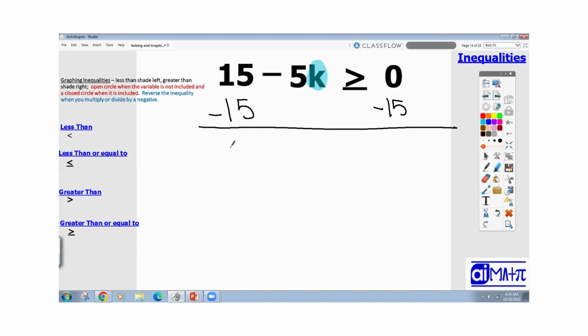15 minus 15 is 0. Drop down the negative 5k. Drop down the greater than or equal to sign. And 0 minus 15 is negative 15. Negative 5 times k is greater than or equal to negative 15 is how you would read this. And I only care about the k. In order to get that alone, isolate the variable, we have to do the opposite of multiplying by negative 5, which is dividing by negative 5.